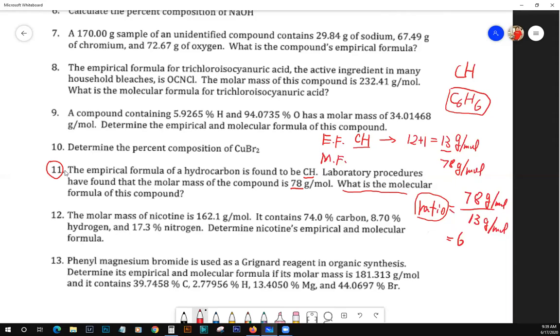Okay, generally to figure out the molecular formula, the question usually should give you the molar mass of the molecular formula. If the question doesn't give you the molar mass of the molecular formula, then you can't figure out the molecular formula.